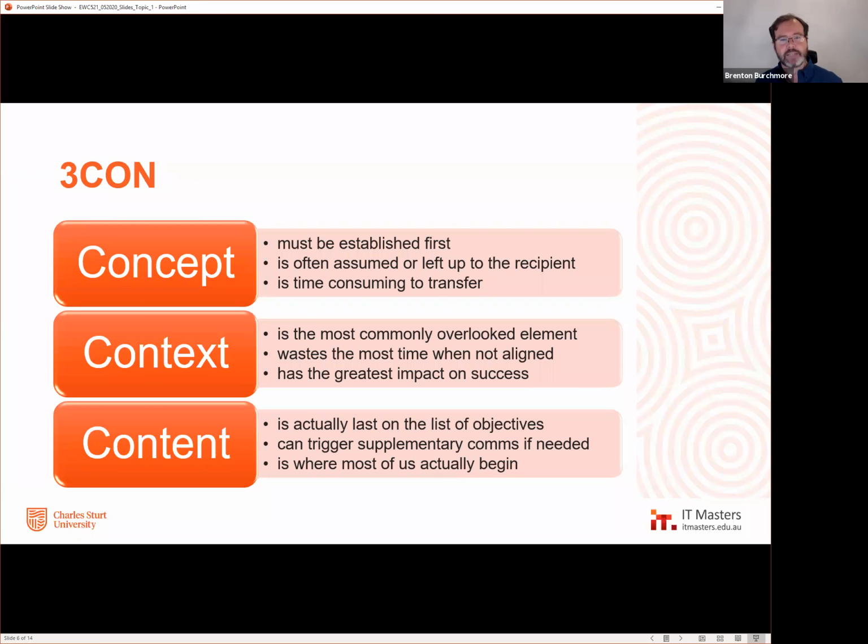The content, that's usually where we start, and it should actually be the last thing. We've got to get these first two correct and clear before we go ahead and give the detail. Doesn't matter whether we're talking to someone, sending an email, or chatting on instant messaging, start with the context. Yes, you can probably assume content. Make sure you can. Start with the context.